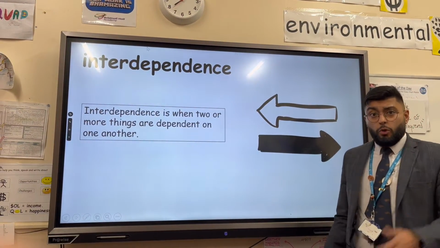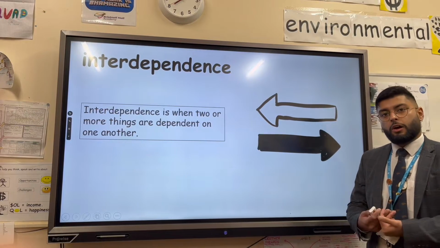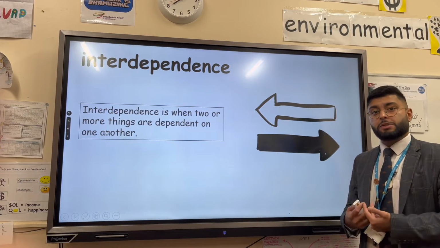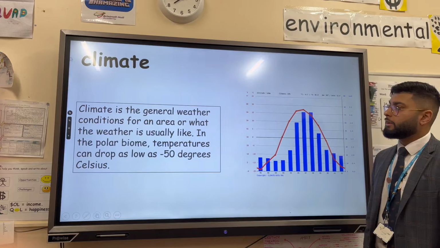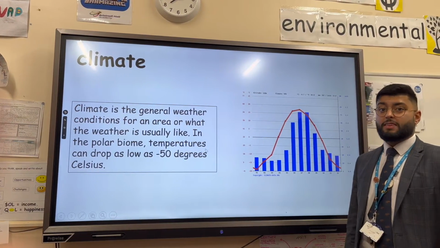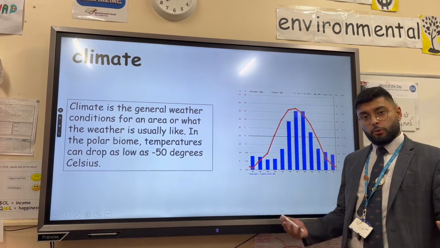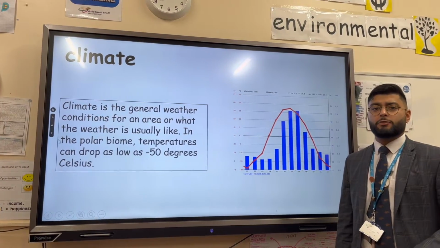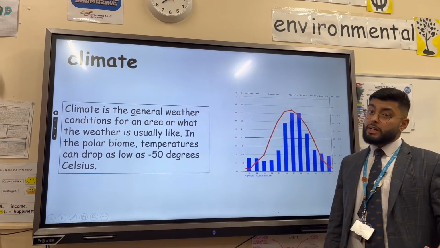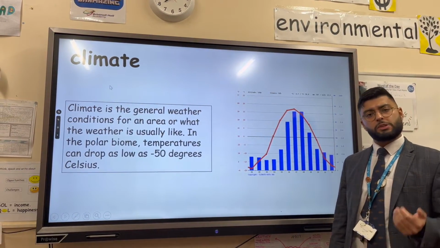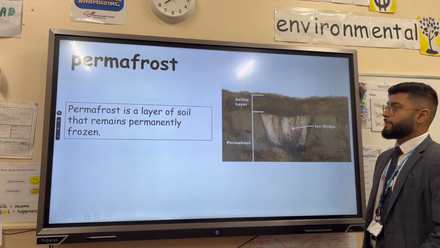Interdependence is when one or more things are dependent on each other. They have relationships and they can't exist without each other. The climate we can think about as the average weather conditions for a long period of time, usually 30 years. A really good way of thinking about climate is what is the weather usually like.